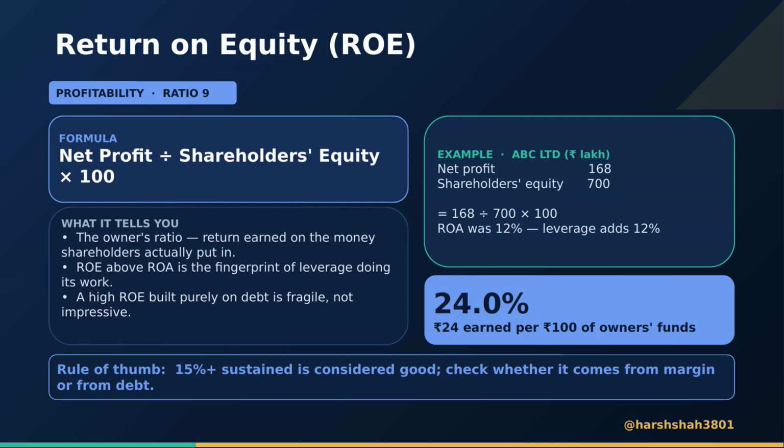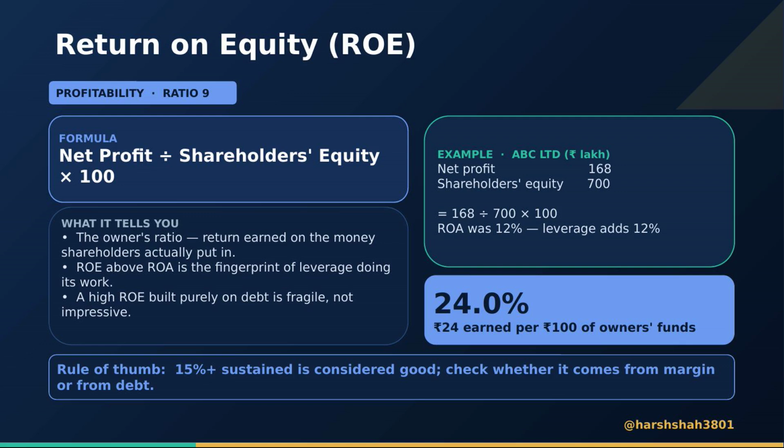Now here's one of my favorite ratios to teach: return on equity, or ROE. Formula: net profit divided by shareholders' equity times 100. For ABC Limited, 168 divided by 700 times 100 equals 24%. This is the owner's ratio, the return earned specifically on the money shareholders actually put in.